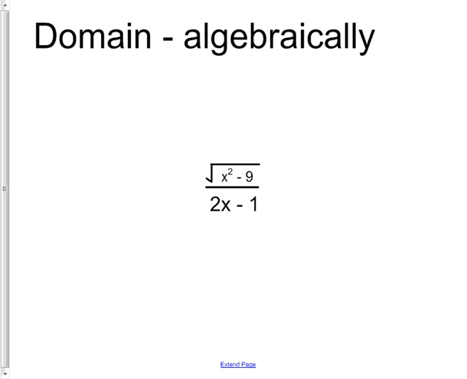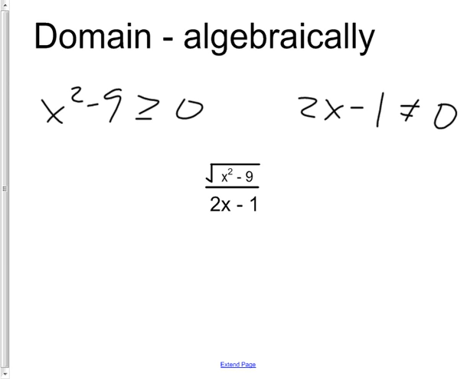Okay, this one, potential problems? Yes, 2 kinds of potential problems. So you write them both out. You say both x squared minus 9 has to be greater than or equal to 0. And you'd say 2x minus 1, and what do I write for that? Not equal 0. You get the difference there? All right, I'd like you to finish this one, please. Just tell me what you think the final answer is.